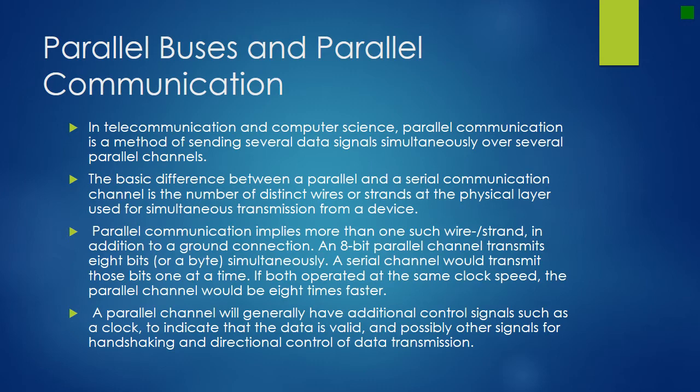So parallel communication implies more than one such wire strand in addition to a ground connection. An 8-bit parallel channel transmits 8 bits simultaneously. A serial channel would transmit those bits one at a time. If both operated at the same clock speed, the parallel channel would be 8 times faster.